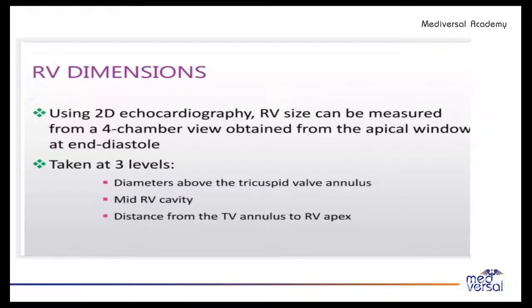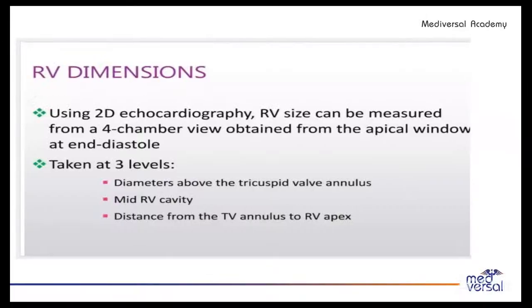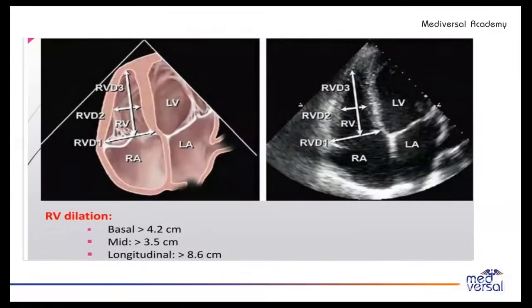After that, we have to measure the RV dimensions. RV dimension should be measured at three levels. At the level of tricuspid annulus, RVD1, at the level of mid cavity, and the distance from tricuspid valve annulus to the RV apex, we have to measure. Generally if RV dilatation at the basal level is more than 4.2 centimeters, at mid level more than 3.5 centimeters, at longitudinal level more than 8.6 centimeters, then we call it a dilated RV. Generally RV is dilated in conditions like volume overload, like atrial septal defect.